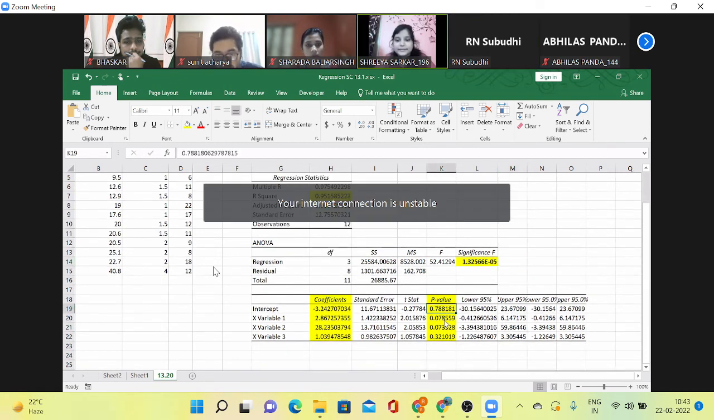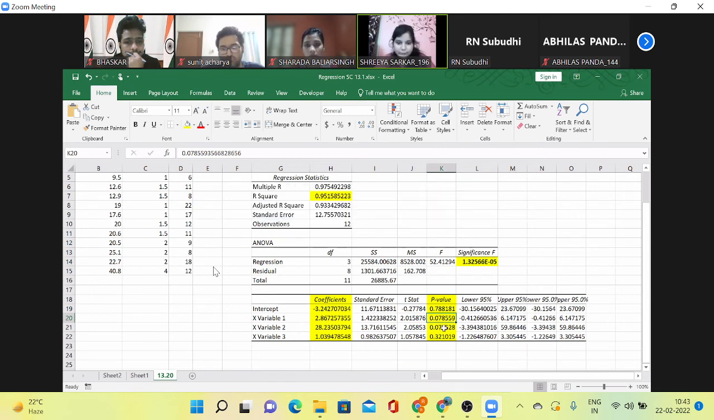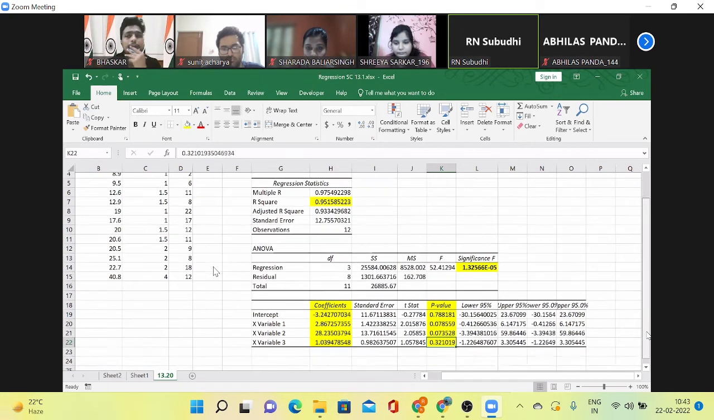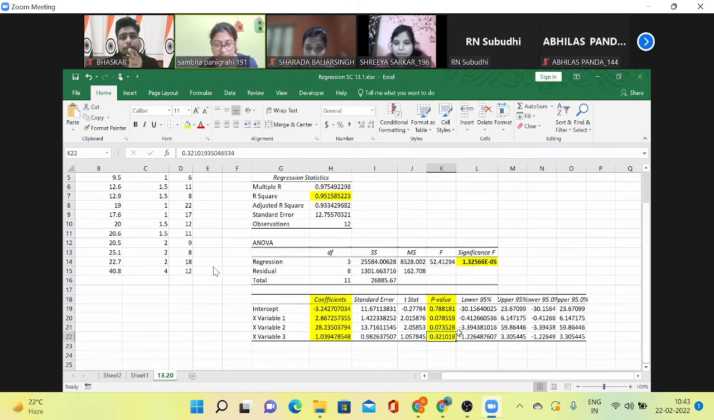Yes, sir. Variable x1 is significant, x3 is not significant. Sabita, do you agree with Shreya? Sorry, at 0.05, none is significant. At the 5% level, none of them is significant. Okay. Samhita, have you completed? Thanks, Shreya. Thank you very much for sharing.